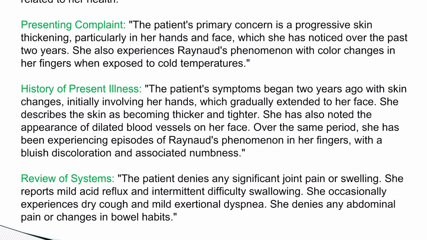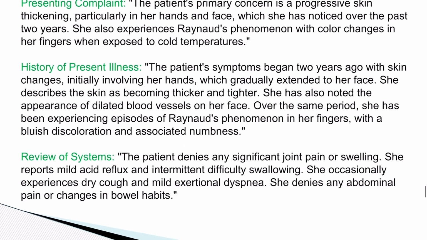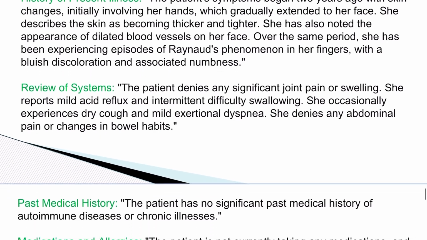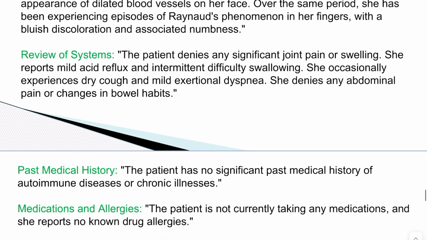The patient's symptoms began 2 years ago with skin changes involving her hands, which gradually extended to her face. She described the skin as becoming thicker and tighter. She has also noted the appearance of dilated blood vessels on her face. Over the same period, she has experienced episodes of Raynaud's phenomena in her fingers with a bluish discoloration and associated numbness. Then we're going to talk about the other systems.